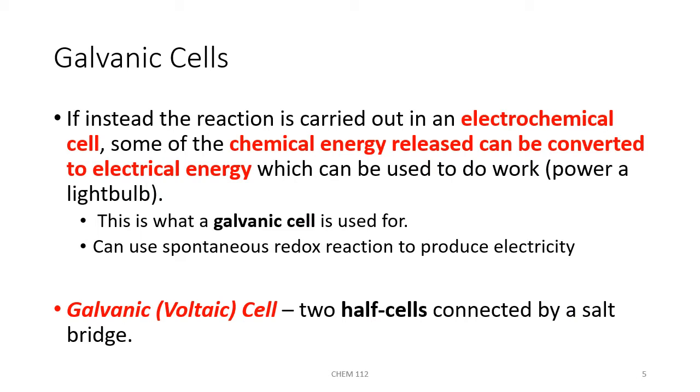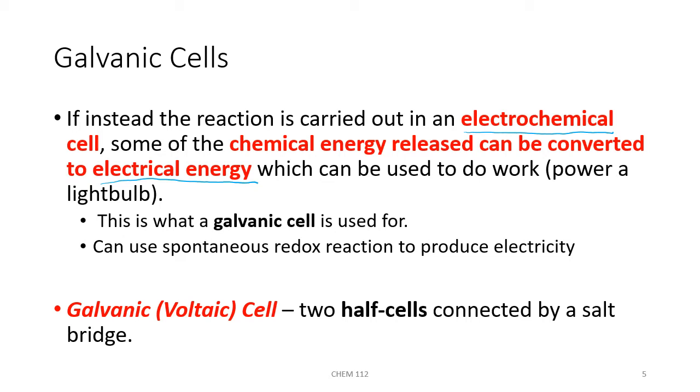So now let's pretend that we're going to do the exact same copper-zinc redox reaction, but in this scenario, we're going to carry it out in something called an electrochemical cell, and we'll talk about what that is. In this case, some of that chemical energy that's released from that redox reaction will be able to be converted into electrical energy. And we can use that electrical energy and harness it to do work. My example that I always use is we're going to turn on a light bulb. We're going to use that electrical energy to power a light bulb. If the light bulb's on, our redox reaction is working.